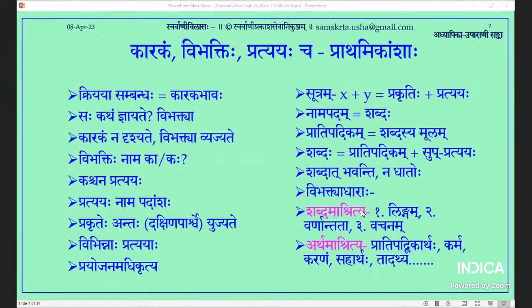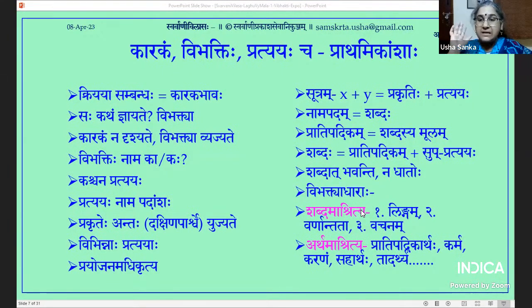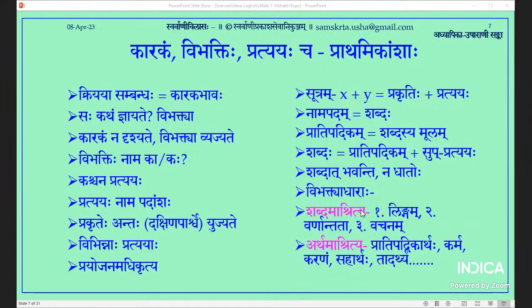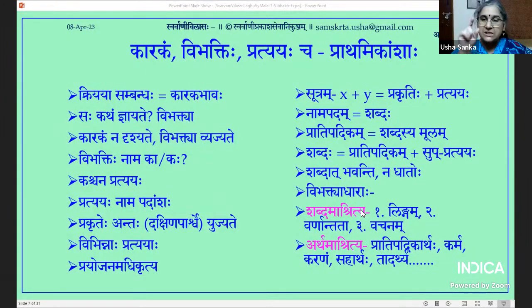Now, when we come to meaning, there are 7 plus 1 meanings and more. 7 plus 1 Vibhakti forms are there. So for the first, Shabdamashritya, depending upon the word, there are 7 plus 1 forms. But depending upon meaning, there are many, as I told you. Not only the 6 Karaka relations, but also many more.